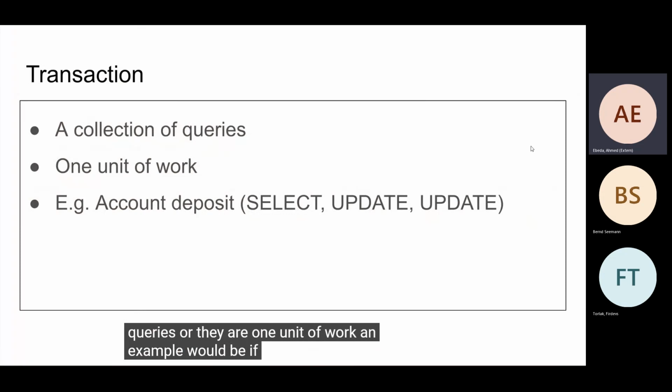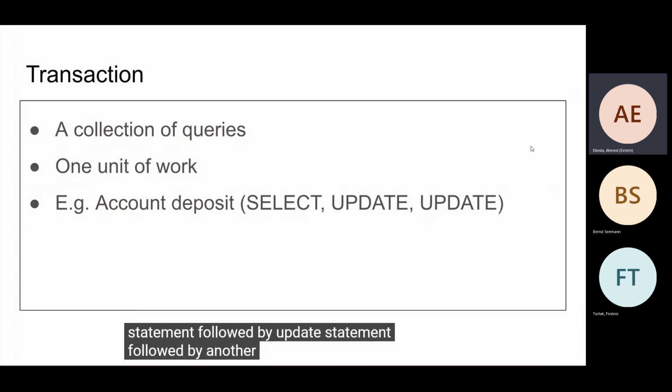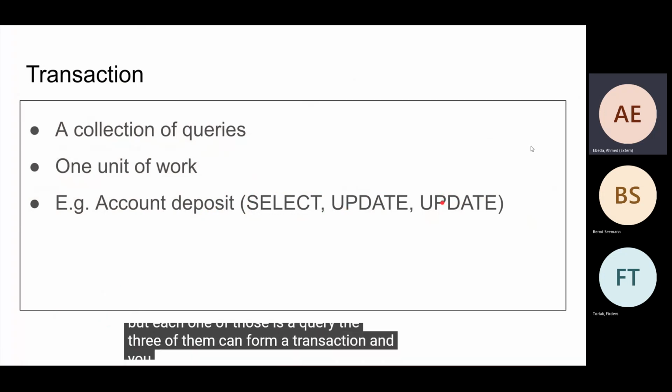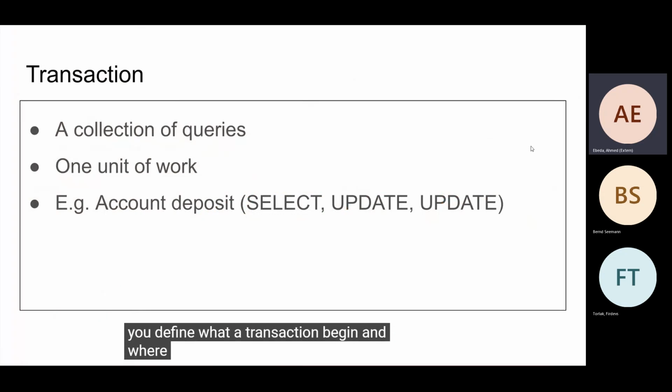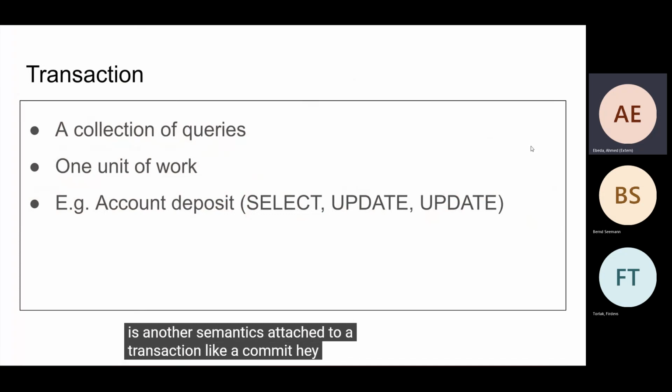An example would be if you want to deposit some cash into an account. That is actually a select statement followed by an update statement followed by another update statement, like we're going to show in a second. Each one of those is a query. The three of them can form a transaction, and you define where a transaction begins and where a transaction ends. There is also another semantic attached to a transaction, like a commit. Hey, I'm happy with my changes. Go persist them. Commit. That's what a commit means.